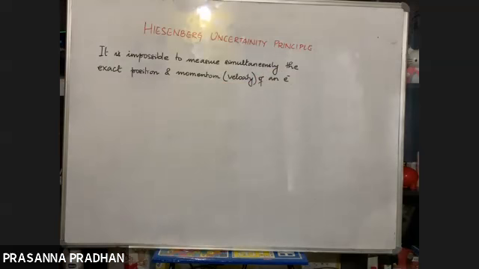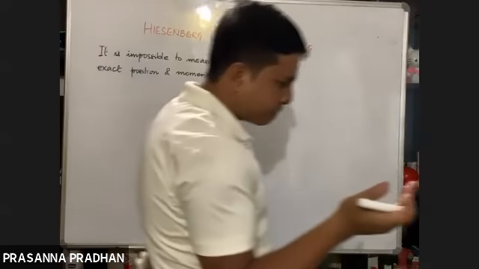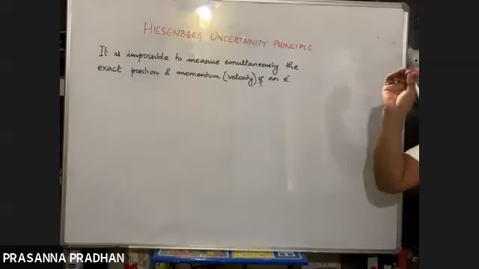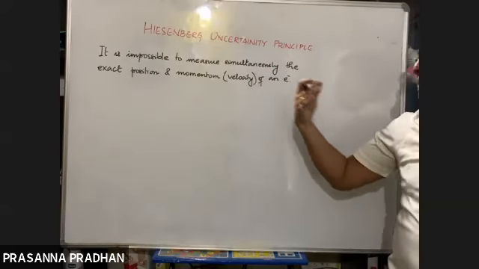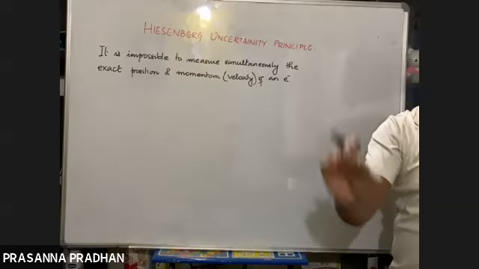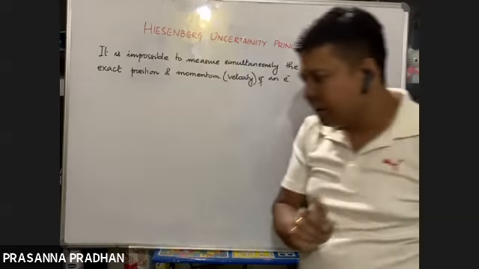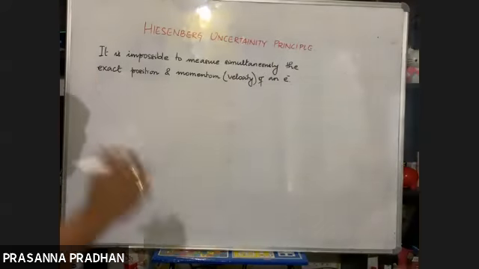This is the statement. What does this mean? This means that we cannot measure precisely where the electron is, that means location, and the momentum of the electron accurately at the same time, simultaneously. Now just listen, it's just like a story.